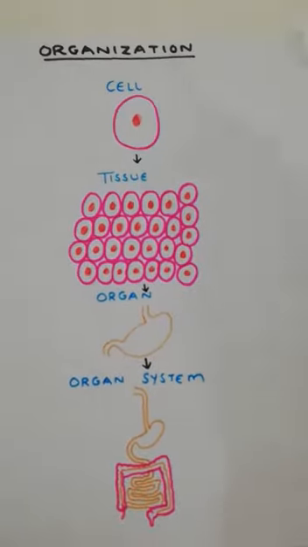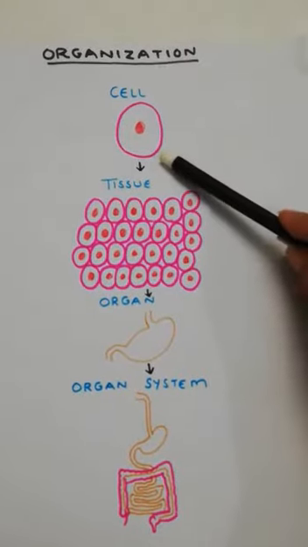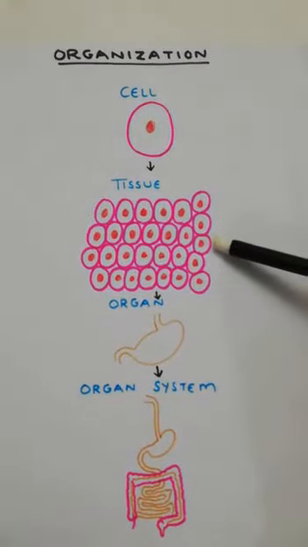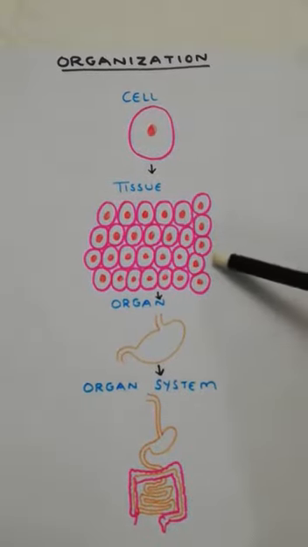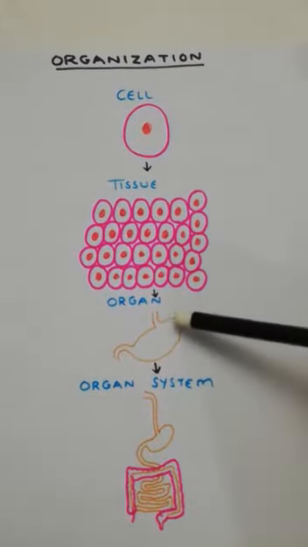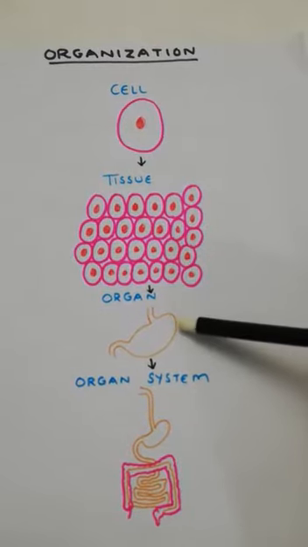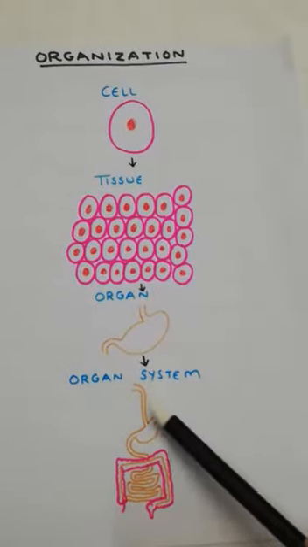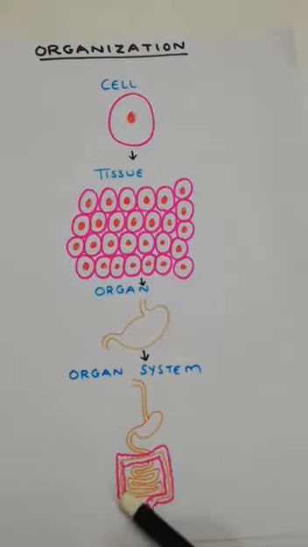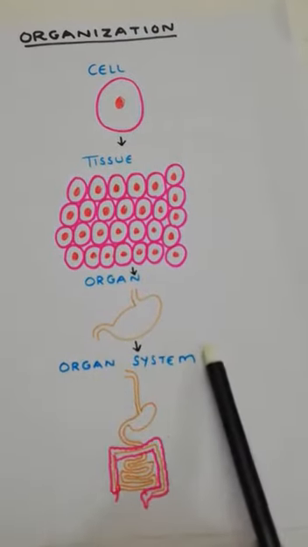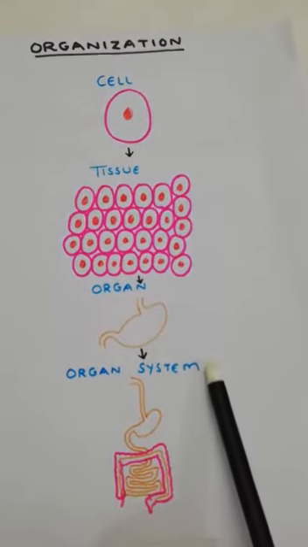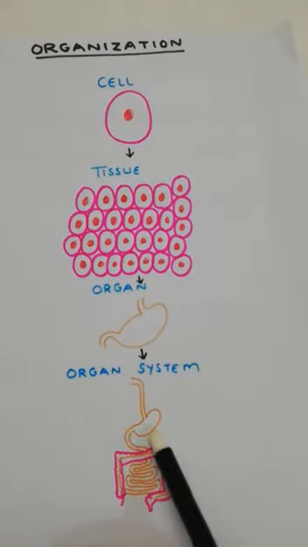For example, this is a cell. When same cells combine, they form a tissue. When different tissues combine with one another, they form a group, then they form an organ. And similarly, when different organs combine and they work with one another, then they form a system, which is called the organ system. This is the organ system of digestive system.